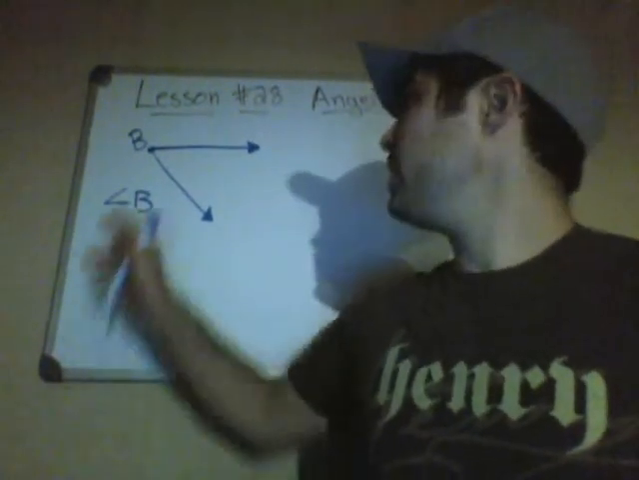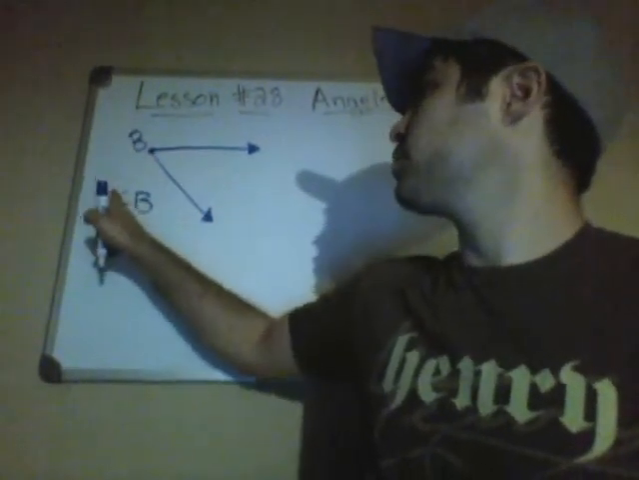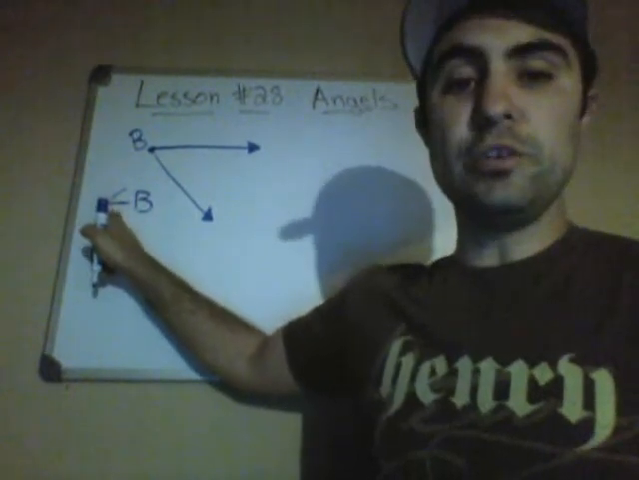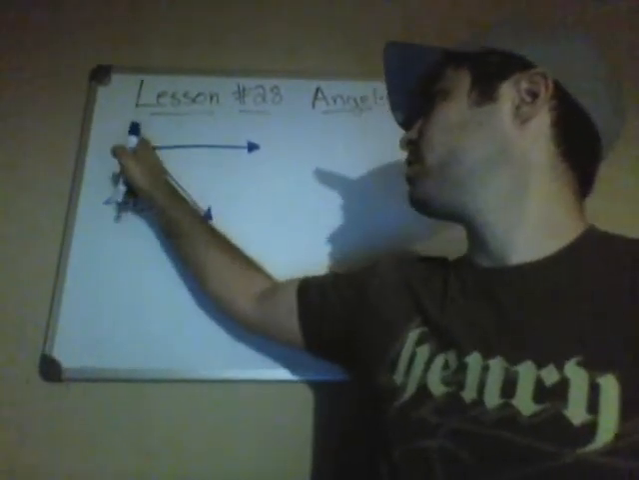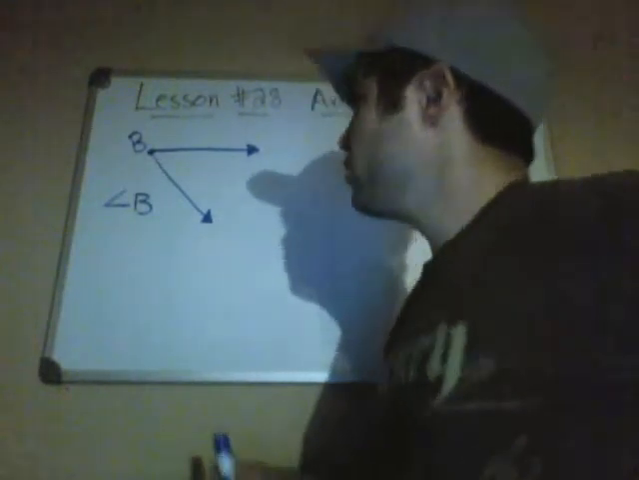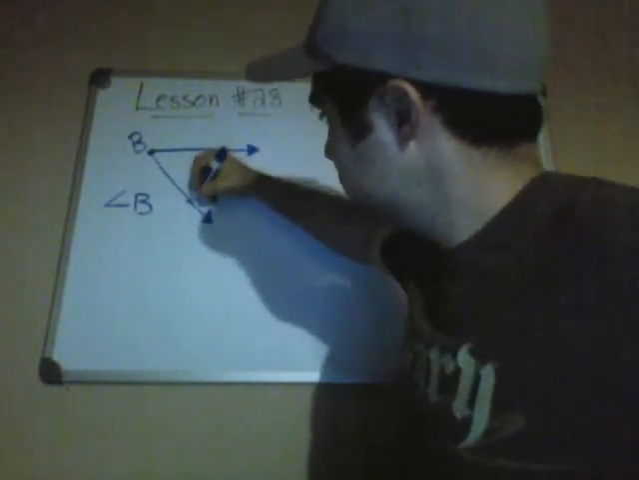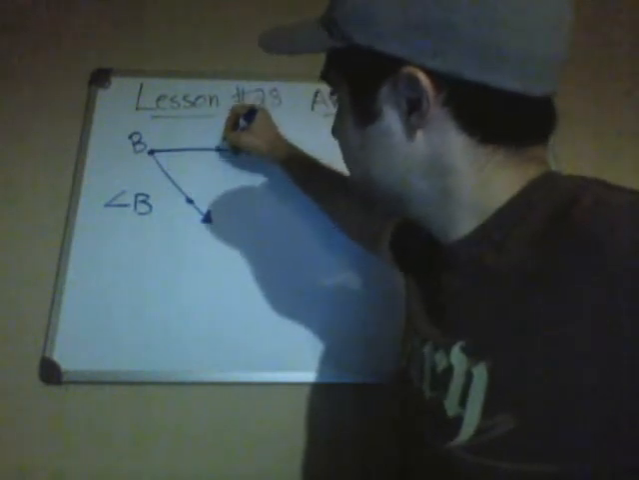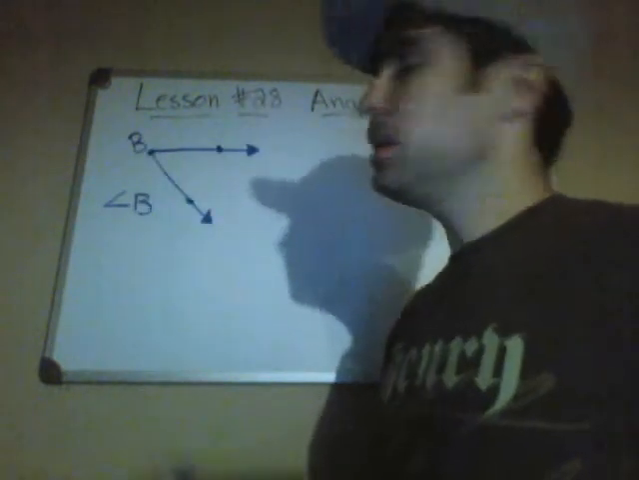Okay, so what we would name this vertex right here is vertex B. This is a notation you would use to refer to this endpoint. So let's talk about angles. Angles are created when you have two rays that have a common endpoint.